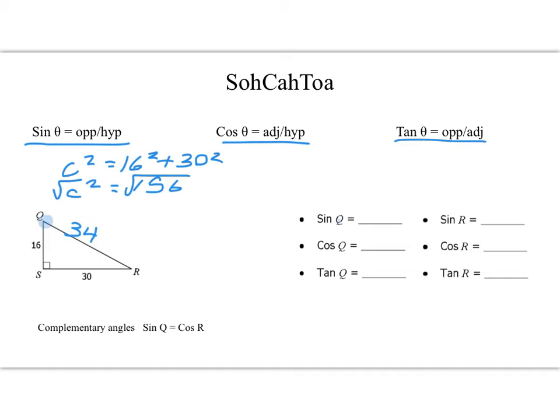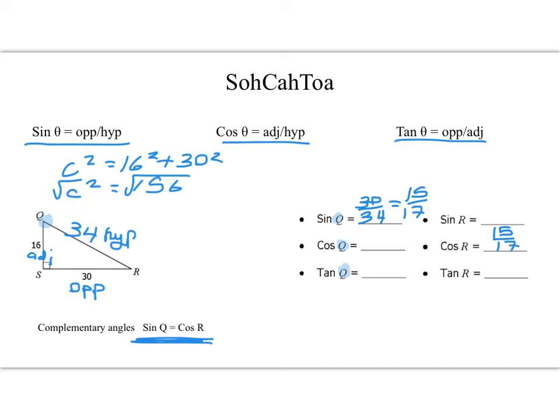So now for the first one, we're going to use Q. That's going to be our reference angle. If that's our reference angle, we want to do sine: this is opposite, and this one would be adjacent, and this is always the hypotenuse. So the sine would be opposite over the hypotenuse. If you reduce that down, you end up with 15 over 17. And if you remember your complementary angles, the sine of Q is equal to the cosine of R, so that means this is 15 over 17.